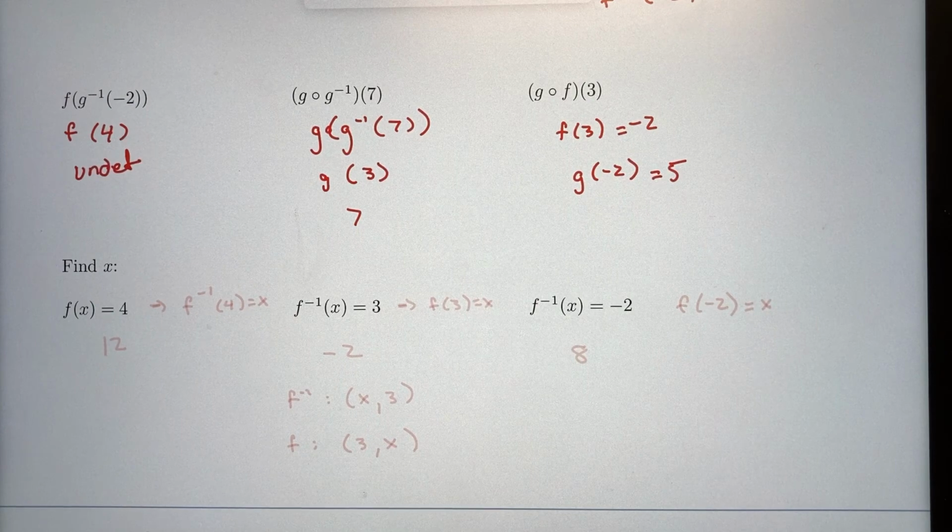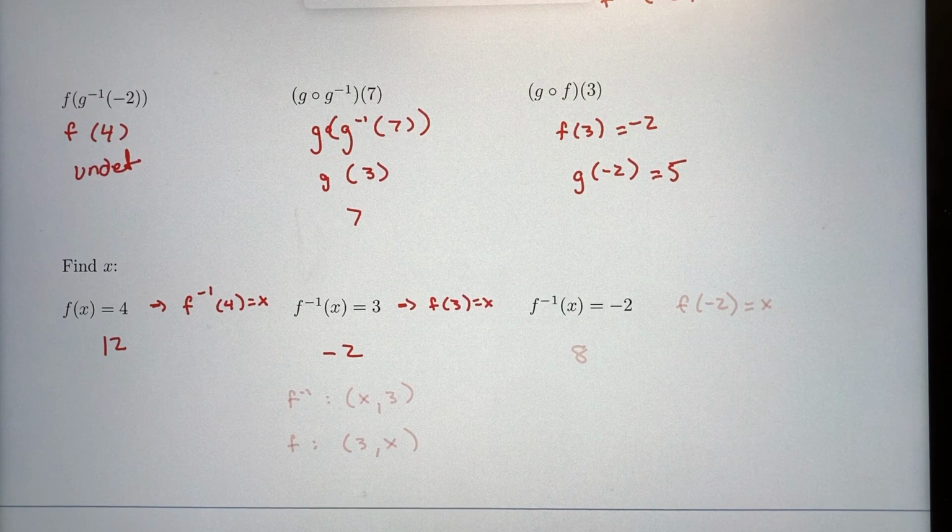Find x, f of x is 4. What value gives you 4? 12. Incidentally, saying f of x is 4 is saying, what is f inverse of 4? That's another way to think about it. F inverse of x is 3 means f of 3 is x, oh, -2.